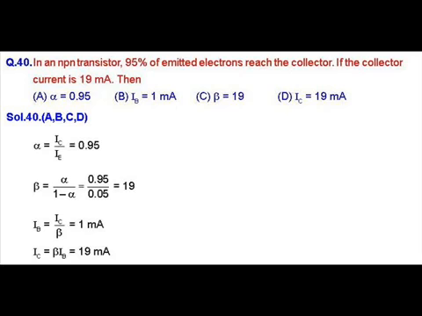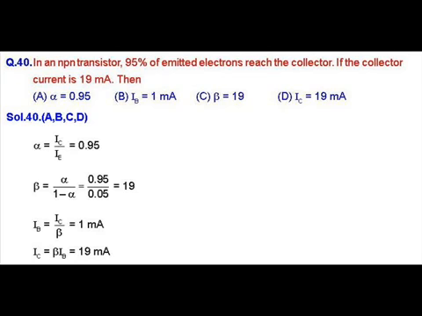MSQ question number 40. In this question, an NPN transistor case is given. In this transistor, we have been given that 95% of the emitted electrons reaches the collector. Now, the collector current is 19 milliampere, and we have been asked which of the following statements are true. First of all, we have been clearly told that 95% of the emitted electrons reaches the collector.